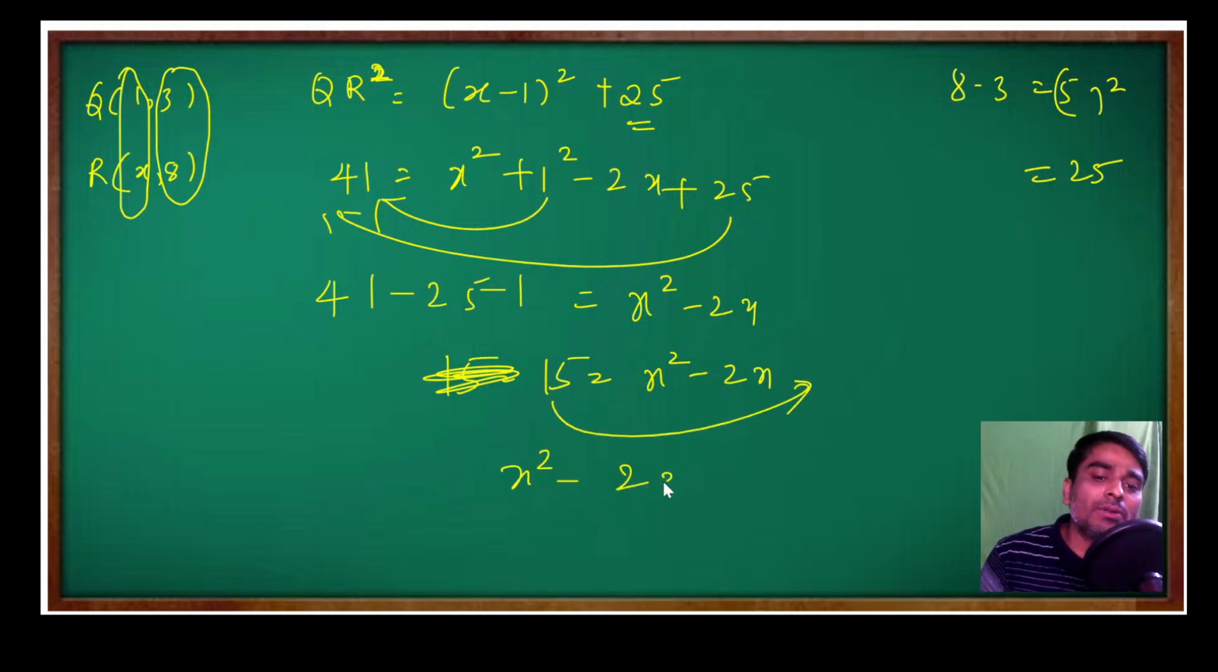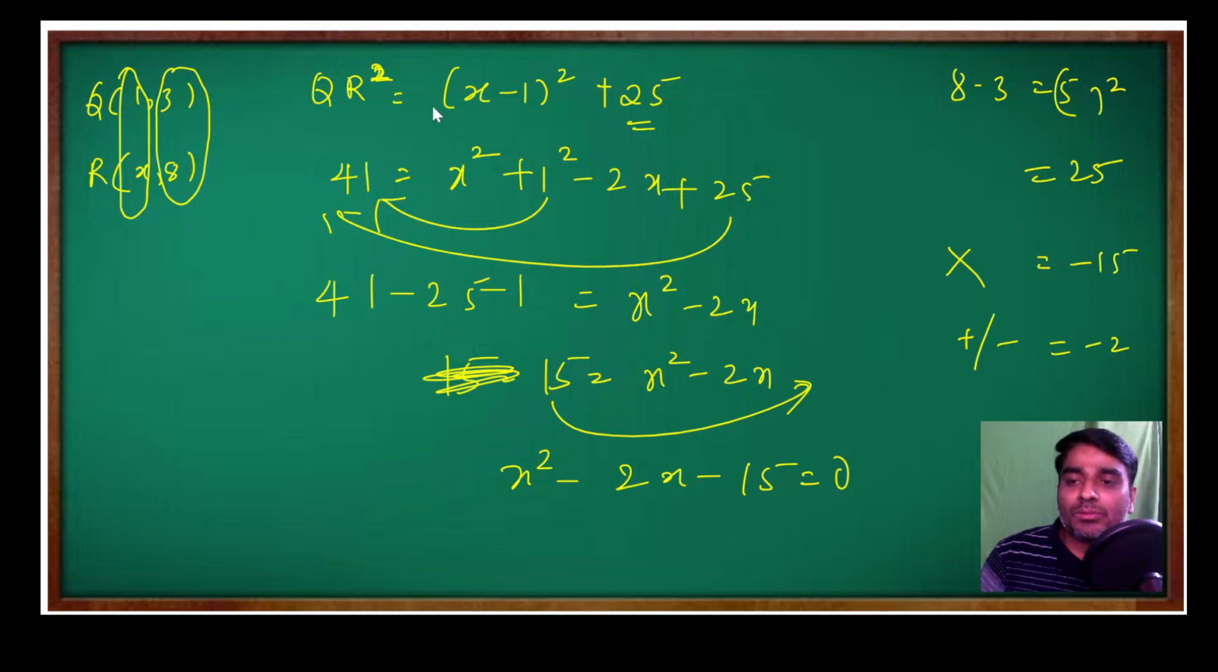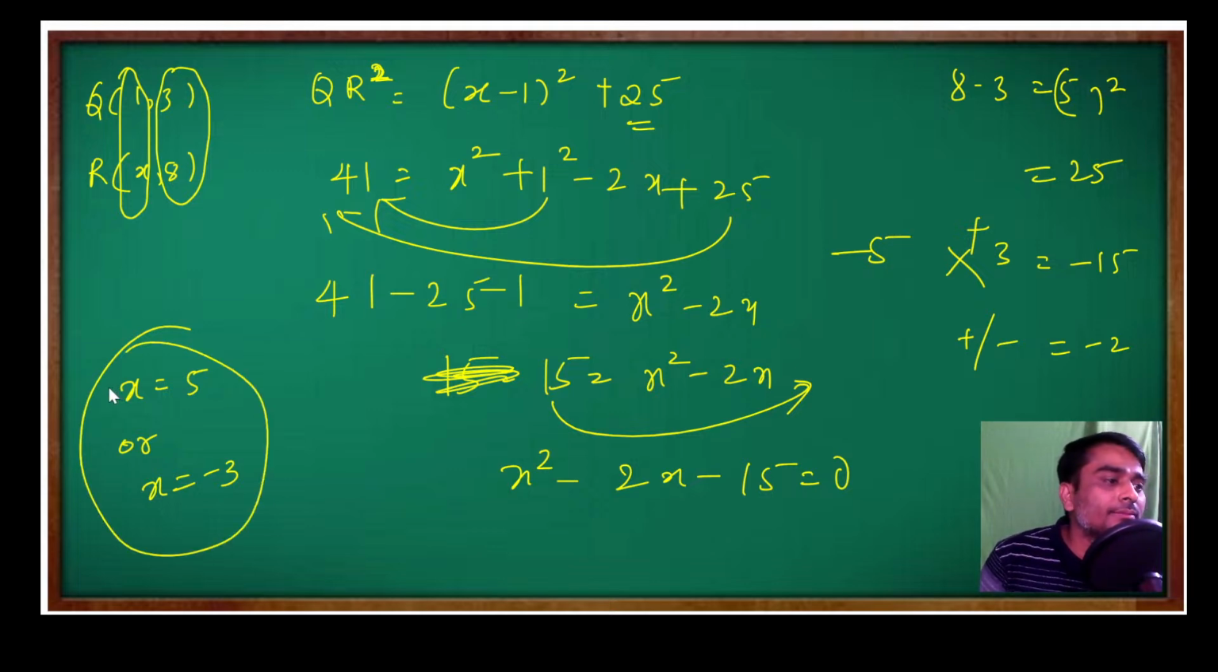Correct. So I'll take 15 this side. Quadratic equation: x square minus 2x minus 15 equal to 0. Multiply, get minus 15. Add or subtract, get minus 2. Which is the number? 5 3s are 15, minus 5 plus 3. If minus 5 plus 3 is there, then I will get x equal to 5 or I will get x equal to minus 3. These are my x values, 5 comma minus 3.